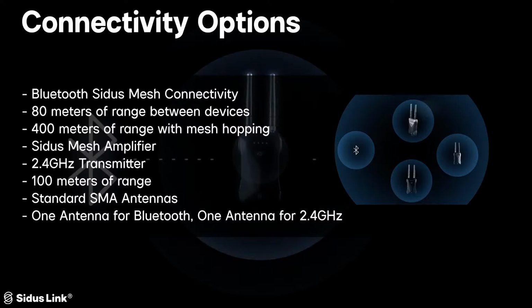For a lot of people that are not familiar with meters, if you're here in the States and for some dumb reason we keep using imperial, that's going to be approximately about a football field of distance. A football field is about 100 meters. If you remember, we're talking about 400 meters of range if you can hop between devices.